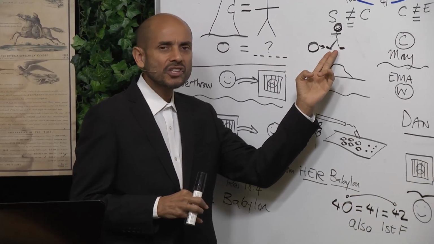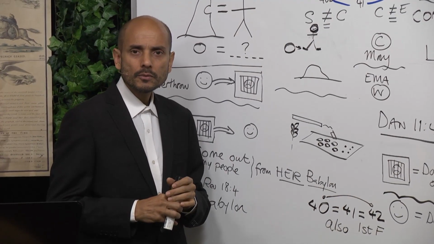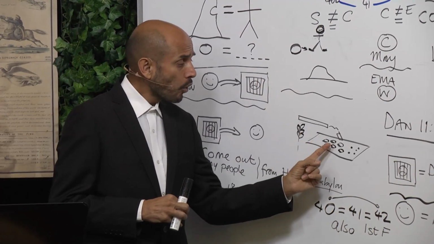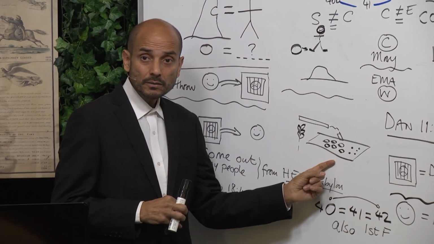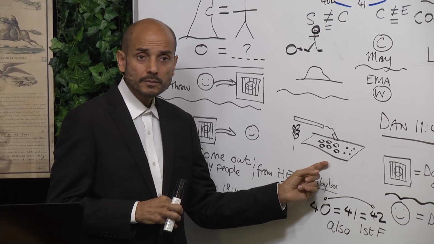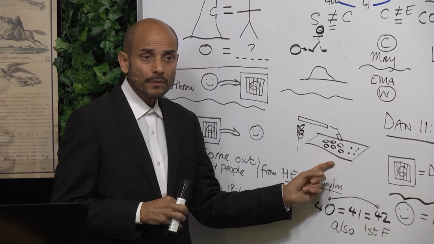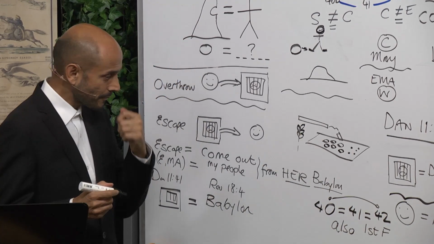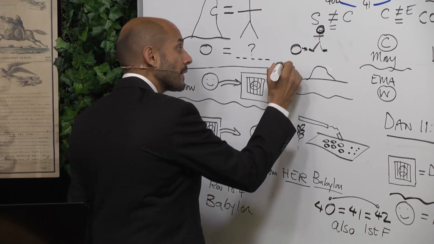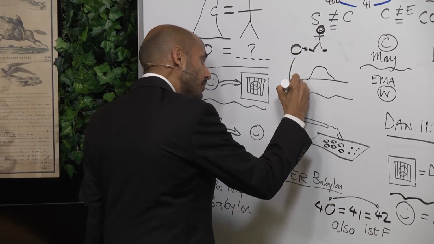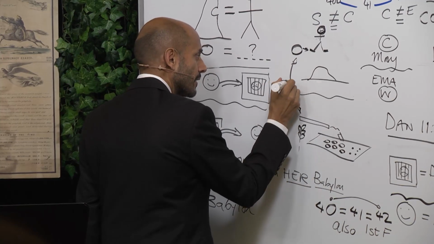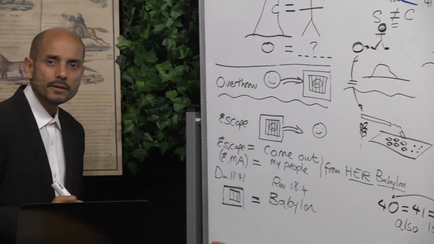What smashes the statue? The stone. What smashes the grain? The threshing instrument. Therefore, the stone and the threshing instrument are one and the same thing.